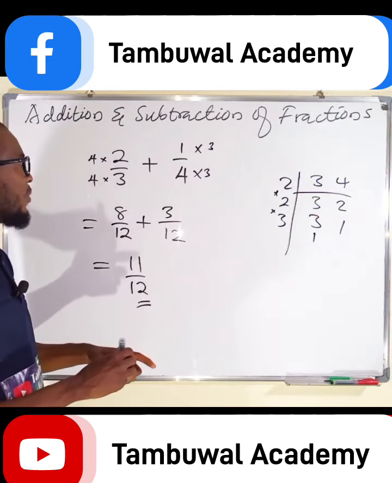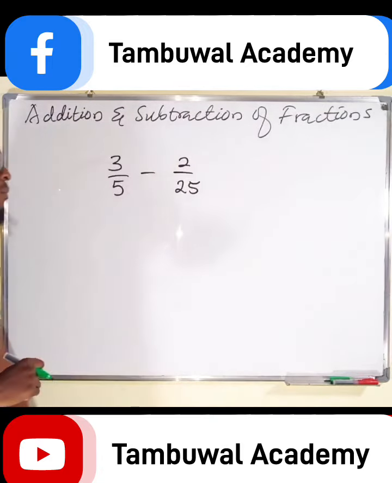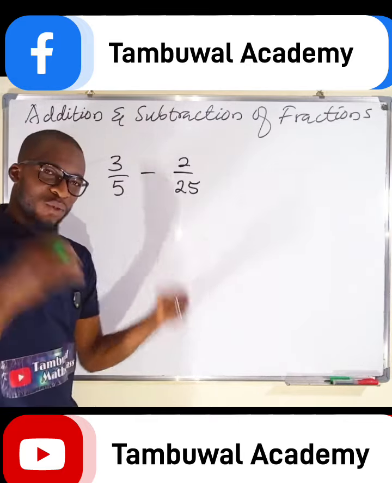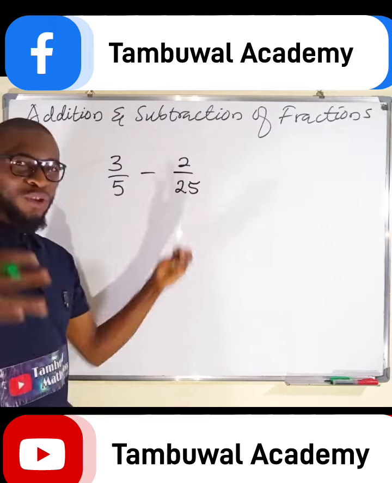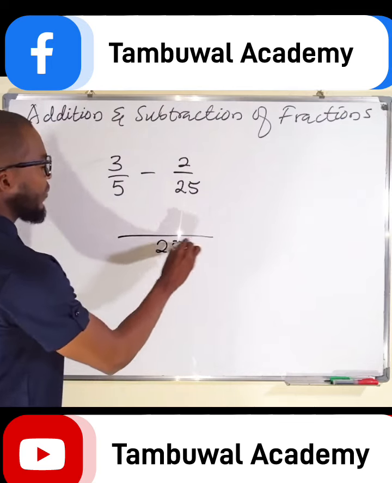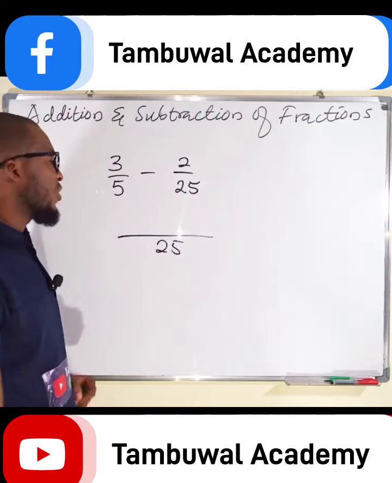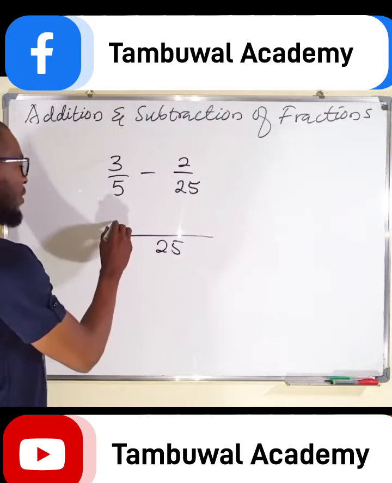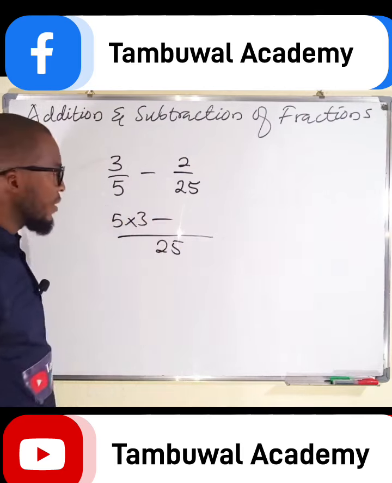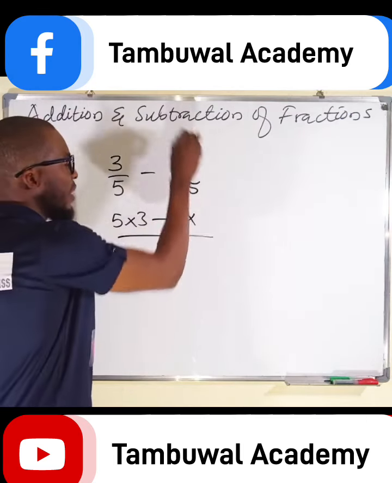Now let us test for subtraction. The LCM of 5 and 25 is 25, because 5 and 25 can go into 25 without remainder, and that is the smallest one, 25. 5 can go into 25 5 times because 5 times 5 is 25. Multiply by the top number 3. Drop your sign, minus. 25 can go into 25 only one time. Multiply by the top number 2.